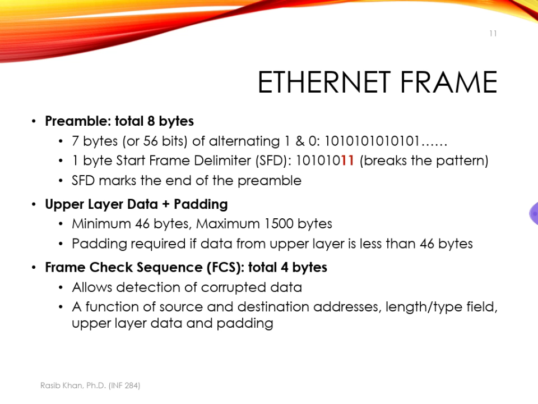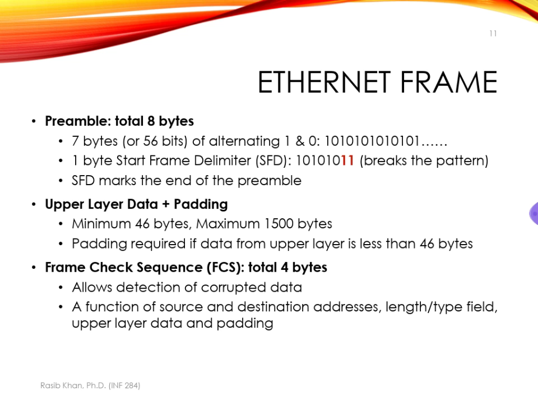The data field, we have already mentioned, contains the data from the upper layer and is a minimum of 46 bytes and a maximum of 1500 bytes. And the padding is required if the data from the upper layer is less than 46, so that the total comes to be 46 bytes.